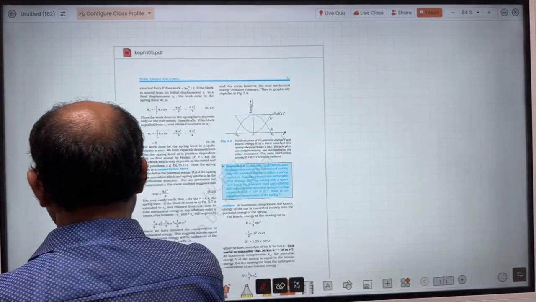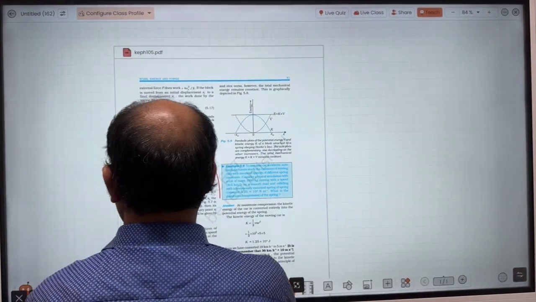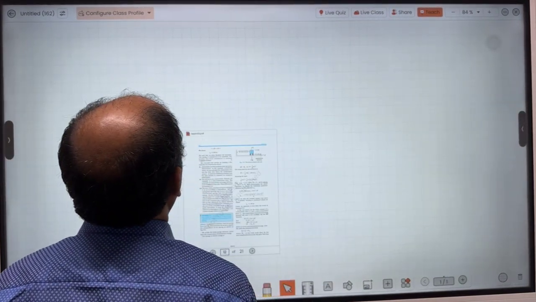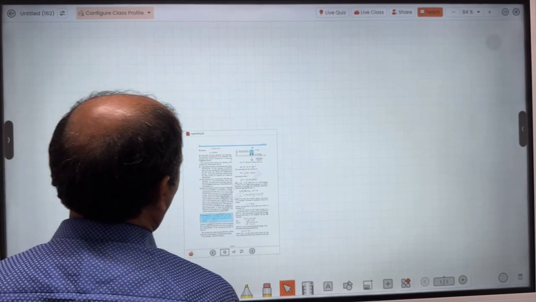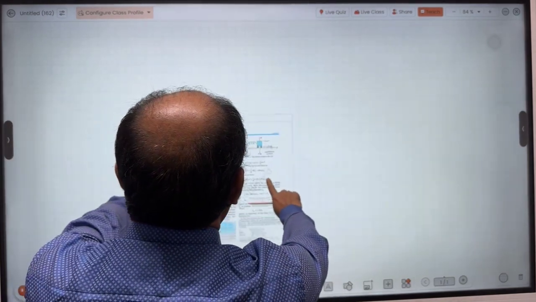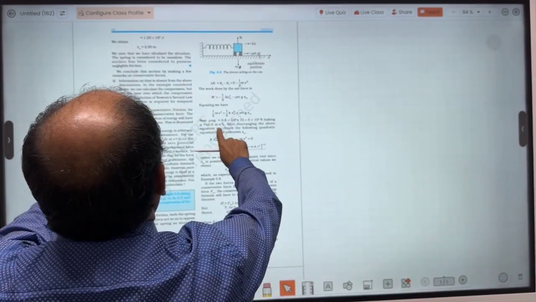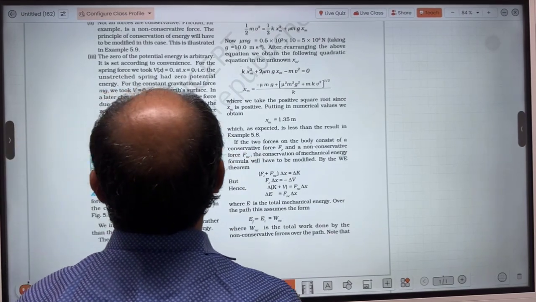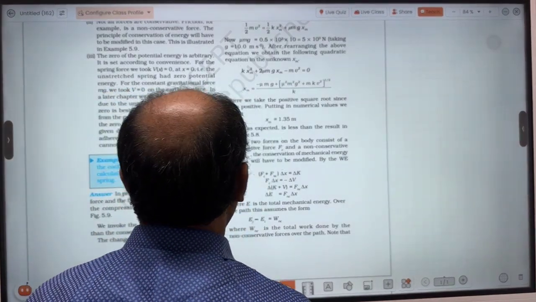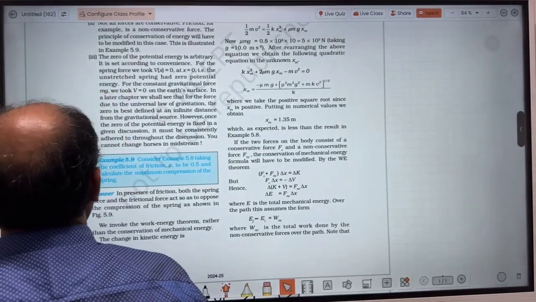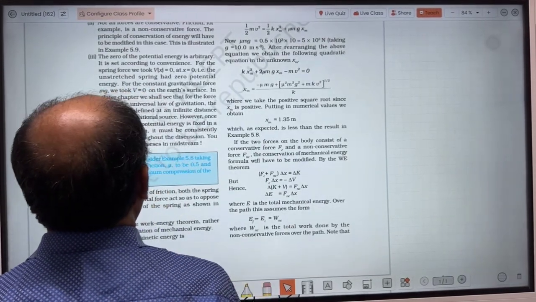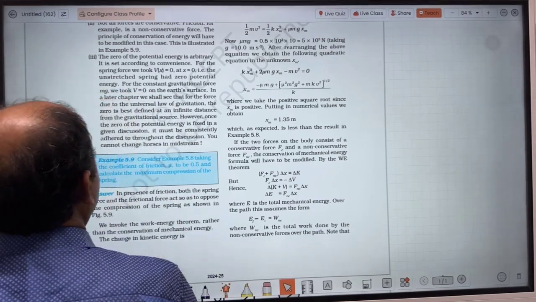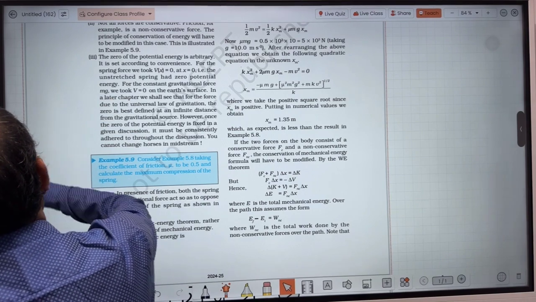Now, let's proceed to the next question. Here, the next concept is there is one question. Consider example 5.8 taking the coefficient of friction. In the previous question, we have not considered the concept of friction. But here in our question, it is given that mu equal to, suppose, 0.5. Then calculate the maximum compression.